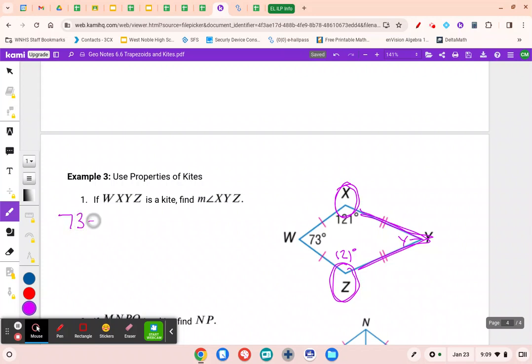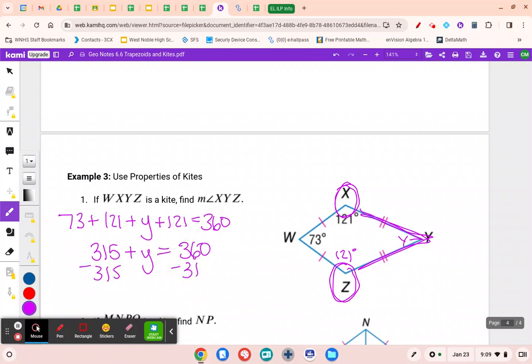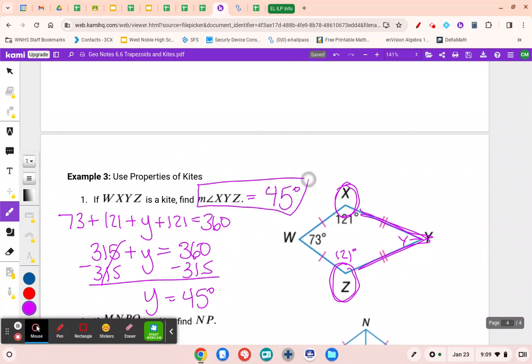Since it is a four-sided shape, we know that it equals 360, and we solve. So when I add those three numbers together, you can just plug that into a calculator. You get 315 plus Y equals 360. So y is equal to 45 degrees, which is the measure of angle XYZ. Notice it's different than the measure of angle W.